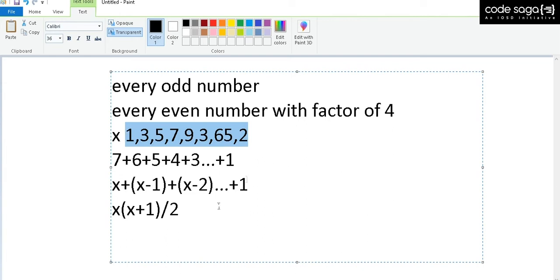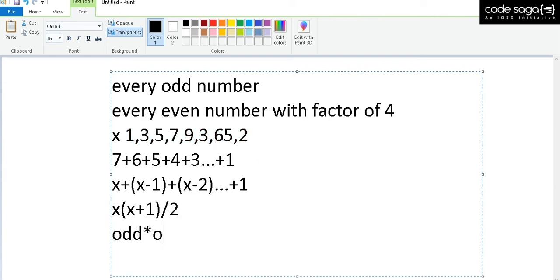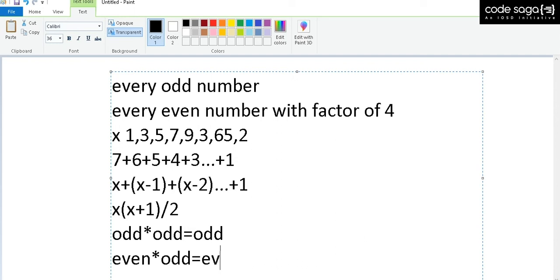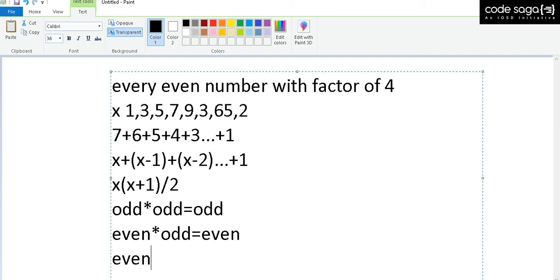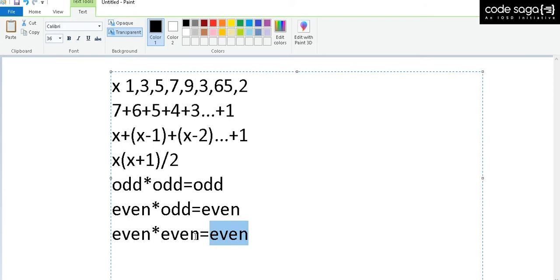because as soon as one even factor comes in, the product of this entire sequence becomes even, because odd into odd will be odd as there is no factor of 2 in either of these numbers, but as soon as a factor of 2 comes in, it will always be even, and even into even will always be even as well. And this even here will always have a factor of 4, because this has a factor of 2 and this has a factor of 2, so this will always have a factor of 4. This may or may not have a factor of 4 depending upon this number if it has a factor of 2.